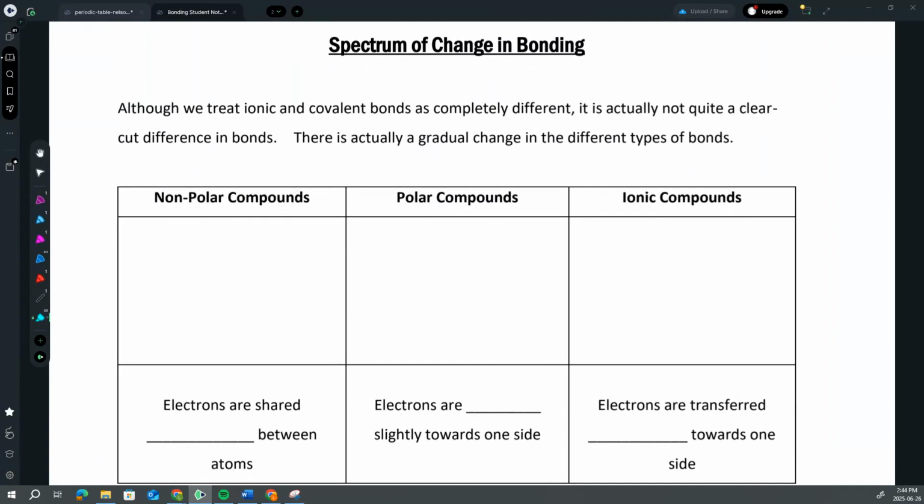All right, moving on to the spectrum of change in bonding. So although we treat ionic and covalent bonds, which are the two main intramolecular bonds, as completely different, it's actually not so clear-cut in reality. There's actually a spectrum between ionic and covalent bonding.